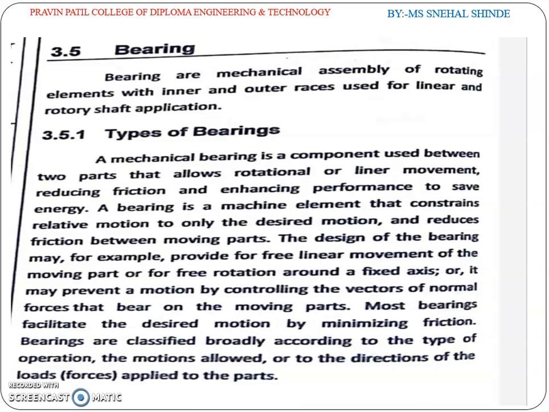A bearing is a machine element that constrains relative motion to only the desired motion and reduces the friction between moving parts. The design of the bearing may, for example, provide for the linear movement of the moving part or for free rotation around a fixed axis, or it may prevent a motion by controlling the vectors of normal forces that bear on the moving parts.